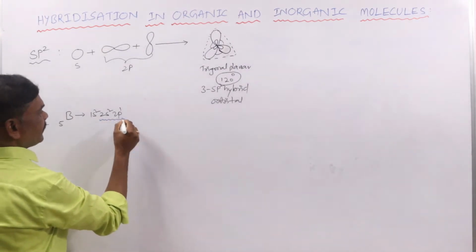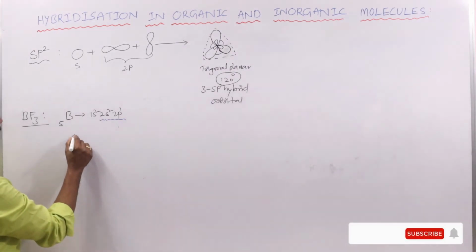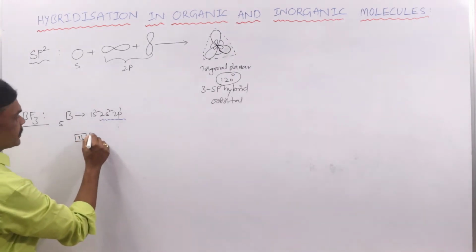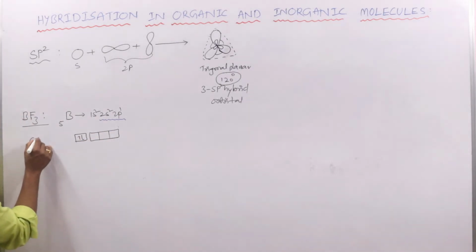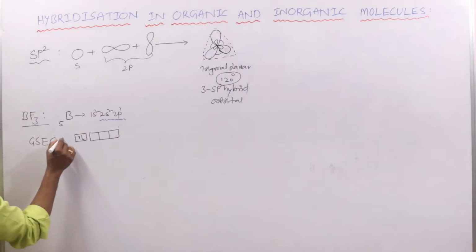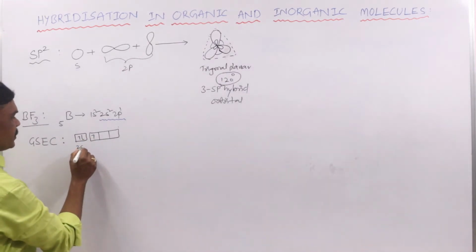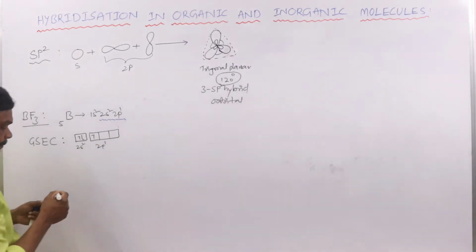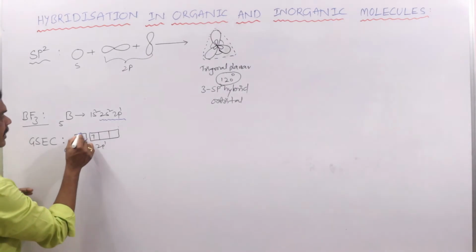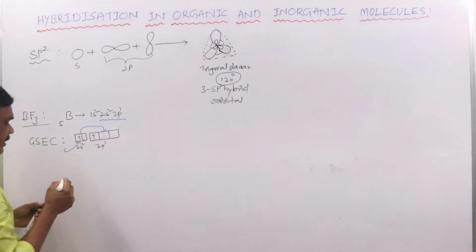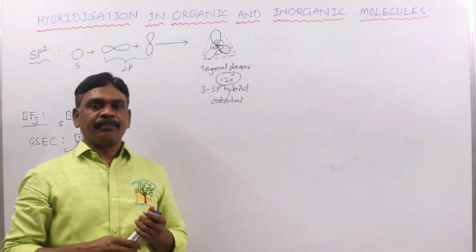The outermost electronic configuration is 2s2, 2p1. This is also known as the ground state electronic configuration. Whenever we give energy to this orbital, an electron is excited into the p orbital. This process is known as excitation.